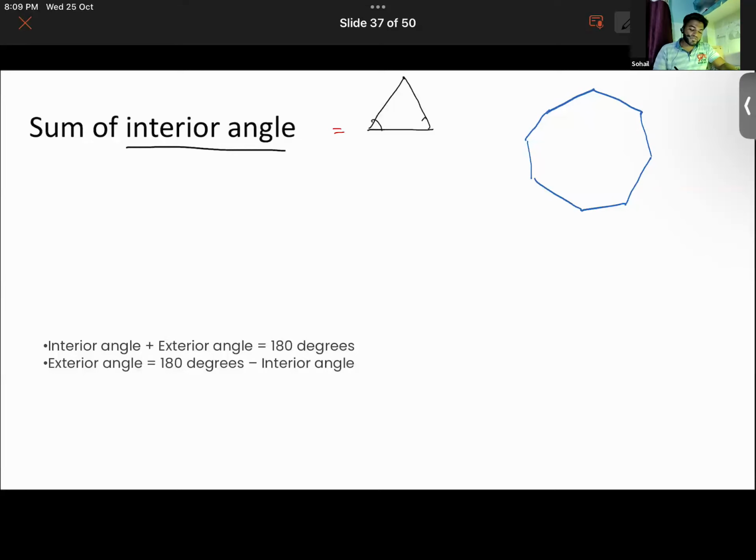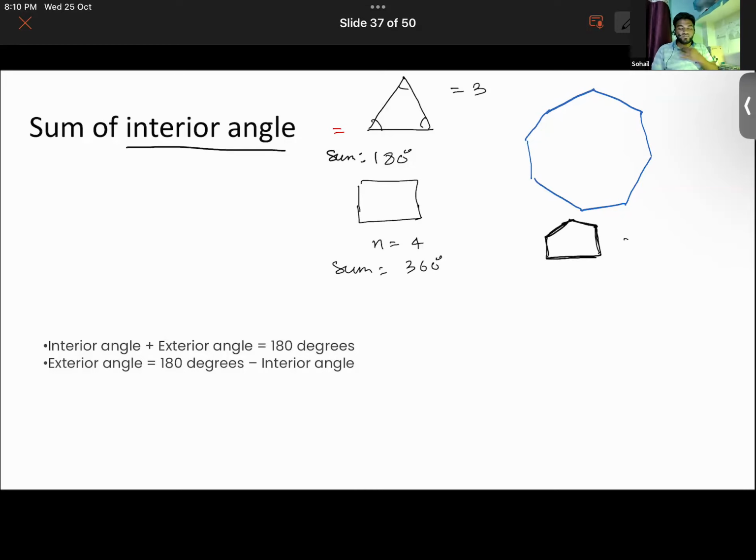So suppose we have a triangle, the number of sides here is 3, and the sum of angles is 180 degrees, right? Okay, then suppose you have the square in which the number of sides is 4, and the sum of angles is 360 degrees, right? Yes, sum of interior angles. And then you have got the pentagon. And in the case of pentagon, how much is the sum?